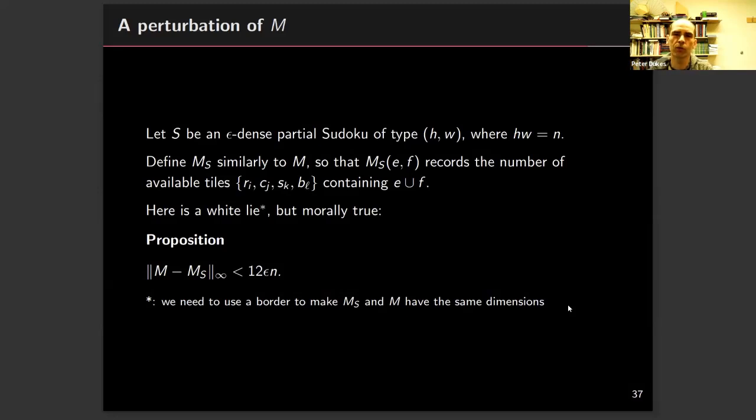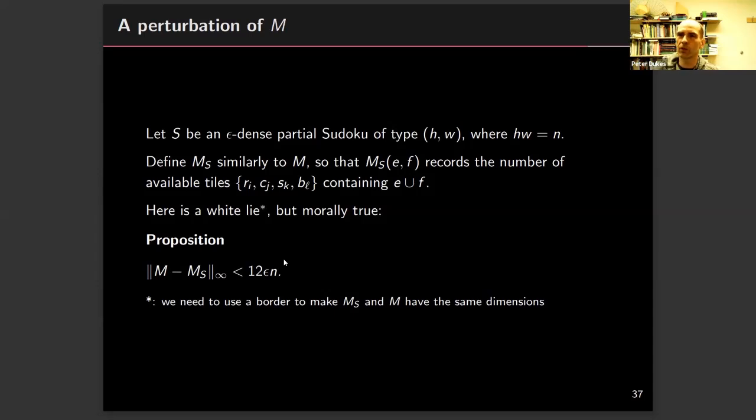Our M sub S differs from M by something that's, the important thing here, O of n, where we have dependence on epsilon as well. So 12 epsilon n. Basically, there's 4 edges in a tile and 3 other edges from a given one, and 4 times 3 gives you the 12.